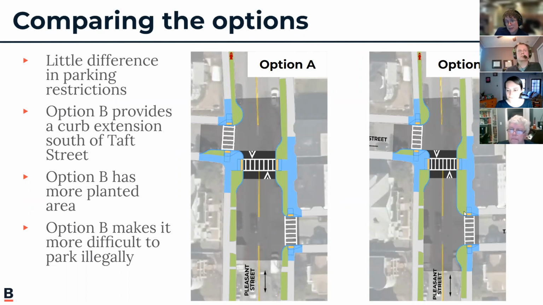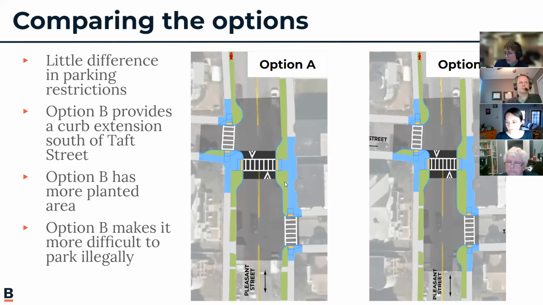It has a bit more planting area, and it also would do a little bit more to discourage vehicles from parking in the area between the raised crossing and Taft Street. That would be illegal to park there because we would be restricting it, but option B would probably have greater compliance. So I am seeing a question from William. Feel free to unmute.